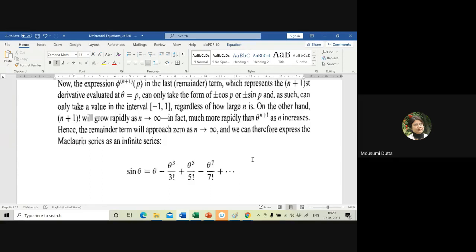So whatever you did in the last semester, using that knowledge of Taylor series expansion, you can reach the Maclaurin series written in terms of sine theta, where theta value is equal to 0. We can expand the expression in this way, and we can finally write sine theta is equal to theta minus theta cube by 3 factorial, etc.